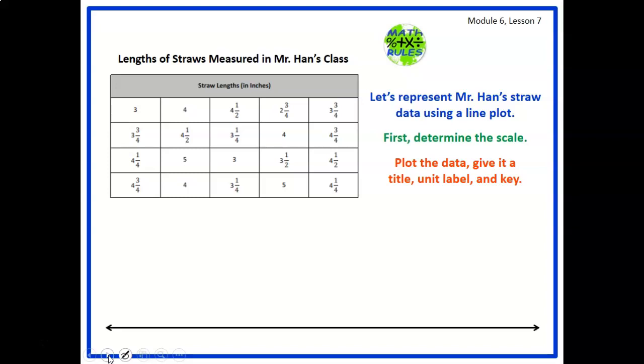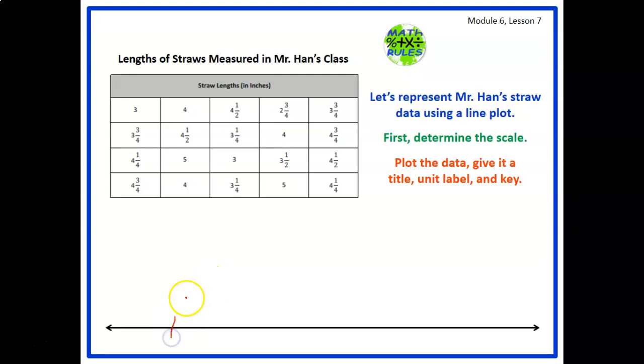So let's use those lengths of straw measured in Mr. Hahn's class. And we've got a number line here. We're going to use it to make a line plot. First, I'm going to determine the scale. Well, we've already said that we're using 1/4 inches and that the largest one is 5. So if I used a scale of 1, would that probably be a pretty good idea? I think it would, because I don't need anything any larger than 1. And we only go to 5. So I think 1 would be good.